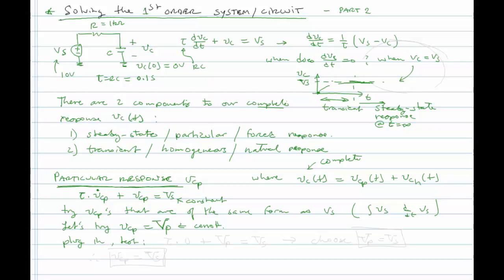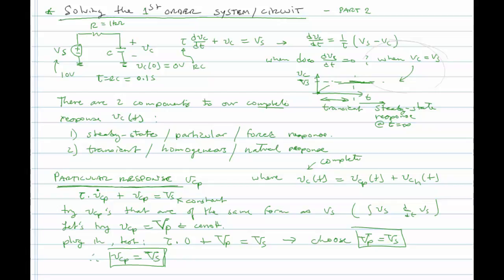So when we put it into the differential equation, we'll get tau times the derivative of a constant, which is going to be 0, plus that constant is equal to Vs. Well, lo and behold, we can satisfy that if we choose Vp to equal Vs. Okay, that's our particular solution. So therefore, Vc of p is equal to just Vs in this case. Quite trivial. This is a trivial example. All right. So we have our steady state solution.